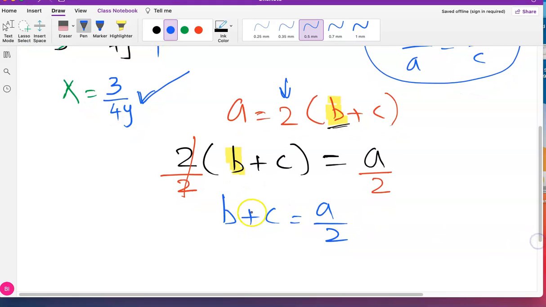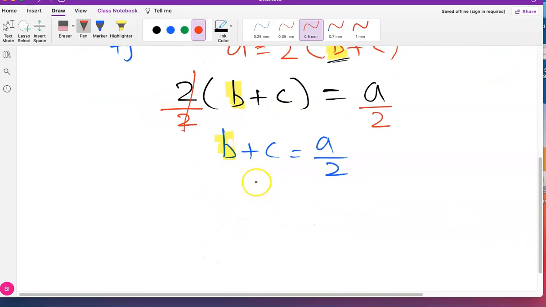Now, to get the value of B, what is B? I am looking for the value of B. So what do you have to do? Just get rid of that letter C. And how do you get rid of that letter C? I have to remove it from the left hand side by doing the opposite operation, the inverse operation. So what is the inverse of plus C? It is minus C. So I'll subtract C on both sides.